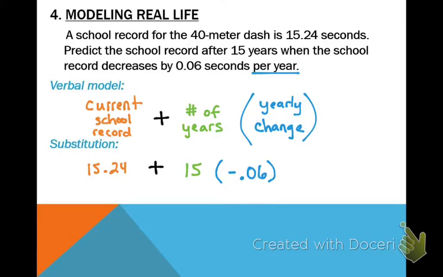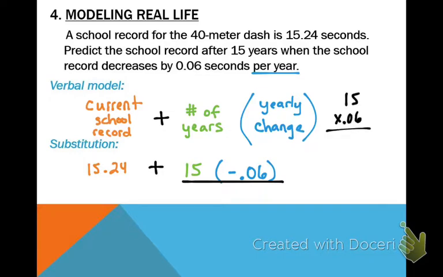Underline this part right here. According to PEMDAS, I've got to do my multiply before I do my adding. Now remember, I could add negative 0.06 plus negative 0.06 plus negative 0.06. How many times could I do that? I could do it 15 times because it's 15 years, but it's just easier to multiply it instead of adding 15 different times. So off to the side, I want you to multiply 15 times 0.06.